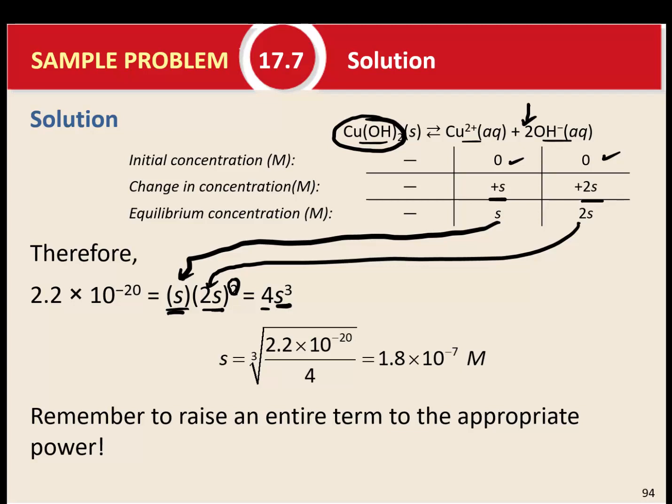Just make sure you focus on this. This is where I see students make the mistake the most. All right? So then what you do is you divide both sides by 4, and you take the cube root. And so on your calculator, you have cube root, you can say x raised to the y power and then say 1 divided by 3. That's the cube root if you want to do it that way. And so when we do that, you should get 1.8 times 10 to the negative 7th.